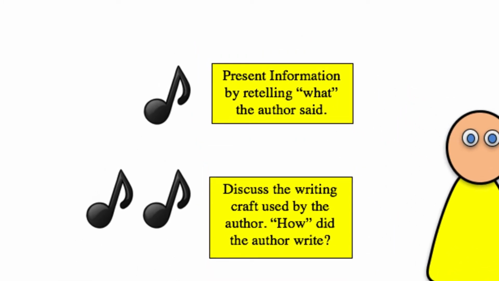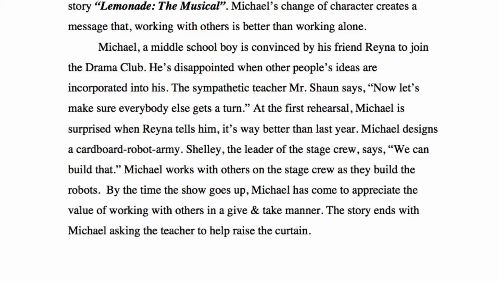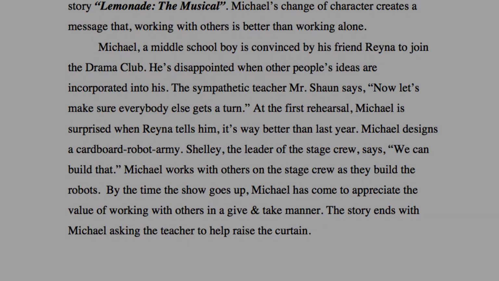The information presented in the first beat is often an abbreviated retelling from the text, highlighting the elements you'll discuss. This information usually comes from the first read. It's what the author says. Here's an example of what you could have written.